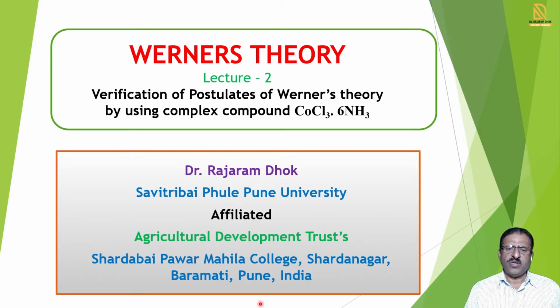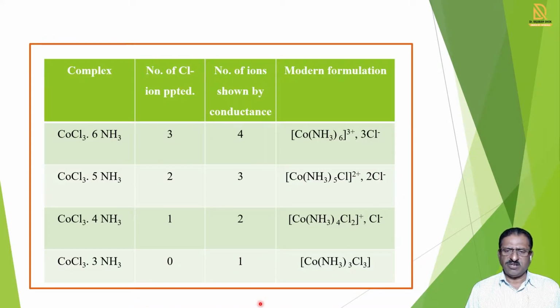In the first lecture of Werner theory, we studied the different postulates, and according to those postulates there is primary valency and secondary valency. Both primary and secondary valency should be satisfied. So we can see that verification by using examples. Werner took one important example, cobalt chloride and ammonia. We take the first example, cobalt chloride, to which 6NH3 is added.